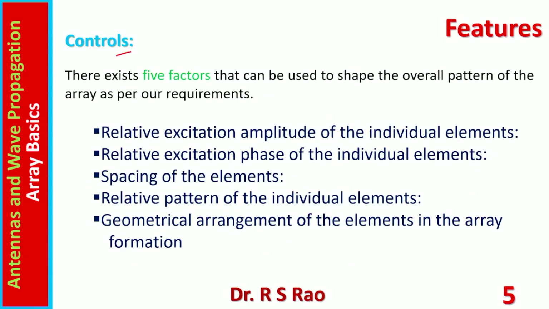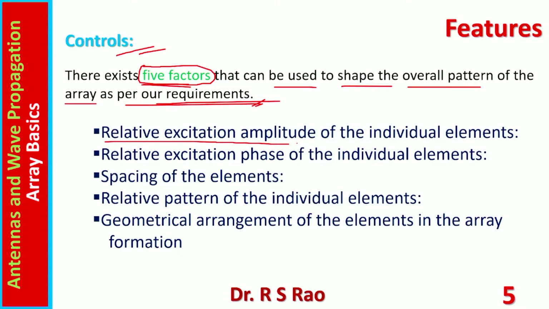Further in features, controls. There exist five factors that can be used to shape the overall pattern of the array as per our requirement. These are important aspects: five factors which are in the hands of a design engineer, so that the overall pattern of the array gives a performance as per the requirements of the application on hand. What are these five factors? First one, relative excitation amplitude of individual elements. Otherwise, in normal terms, the relative values of currents that are fed into individual array elements.